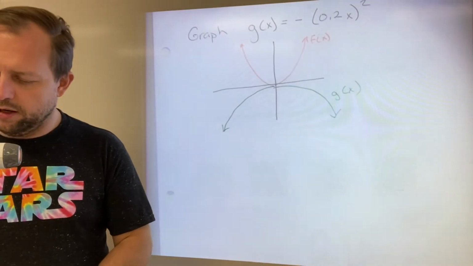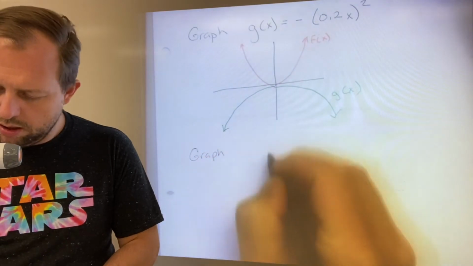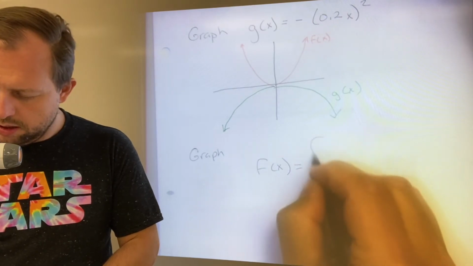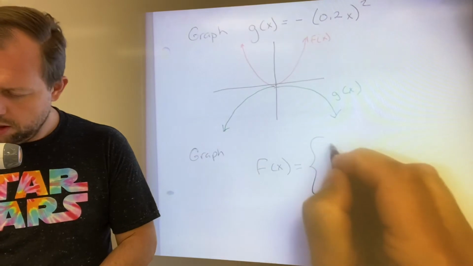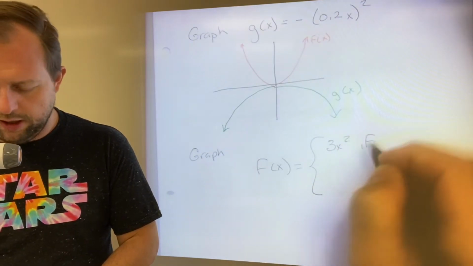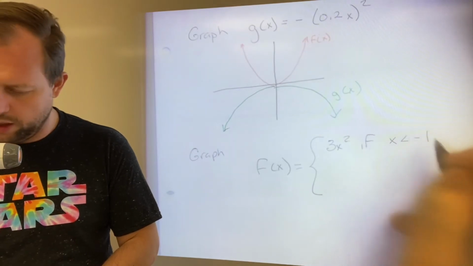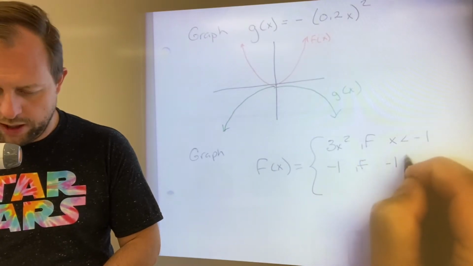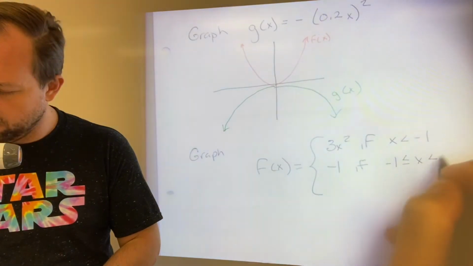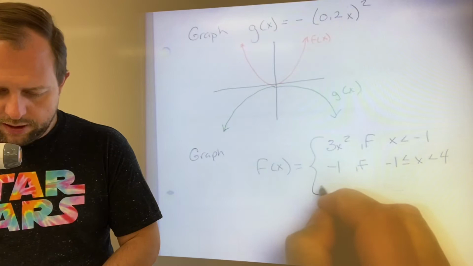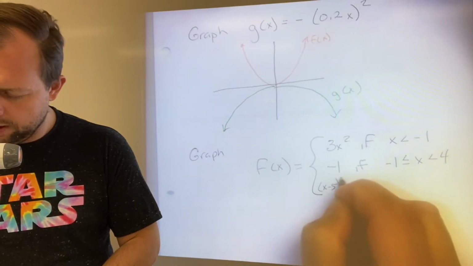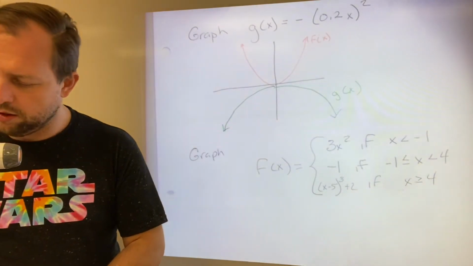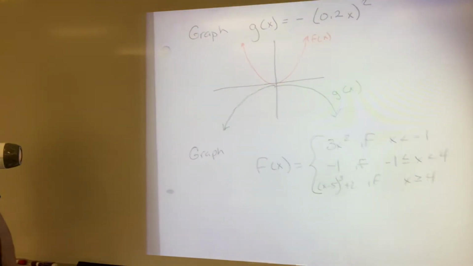Let's look at a second one. F of x is equal to 3x squared if x is less than -1, -1 if between -1 and 4, and x minus 5 cubed plus 2 if x is greater than or equal to 4. Okay, so we've got our pieces.